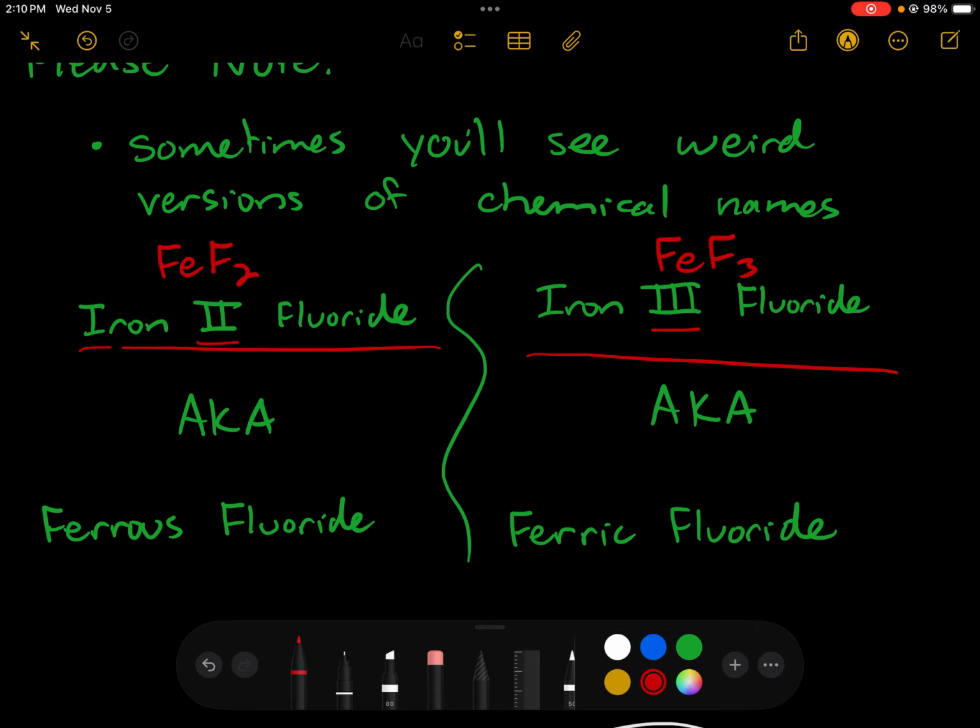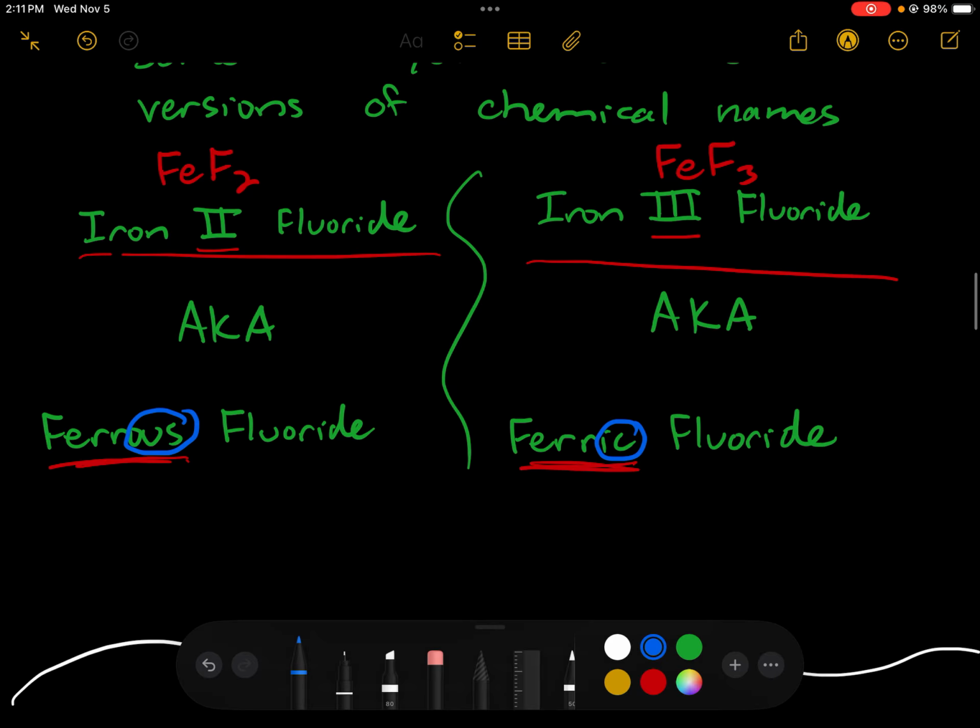But sometimes we can use their Latin names instead of words like iron 2 and iron 3. So iron 2 fluoride is also known as ferrous fluoride. Iron 3 fluoride is also known as ferric fluoride. So you're seeing this suffix OUS and this suffix IC to represent the different charges on that iron. Whenever you see an OUS suffix, it means a lower charge. And whenever you see the IC suffix, it means a higher charge.